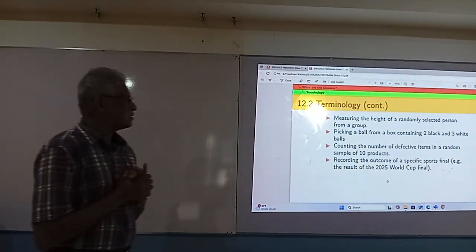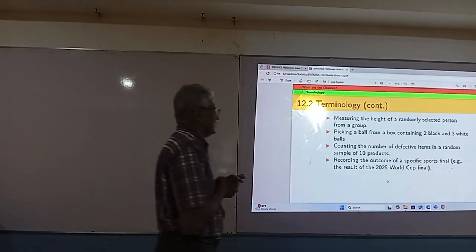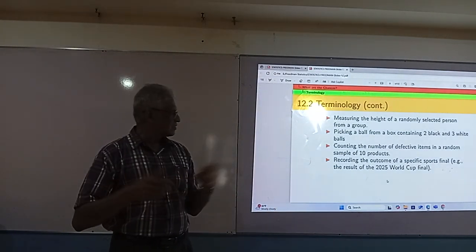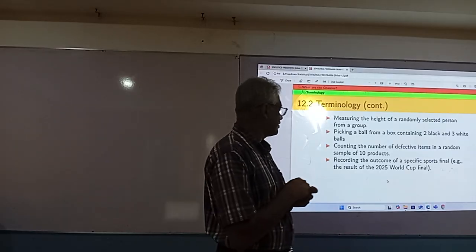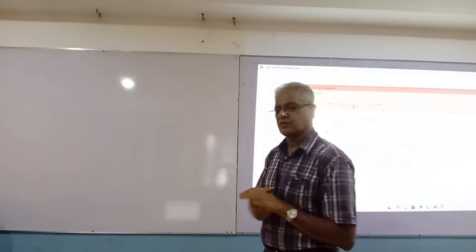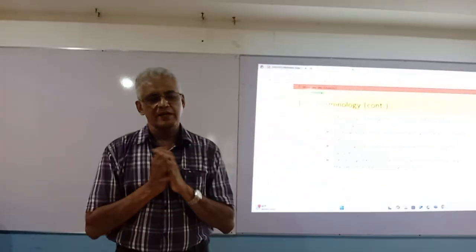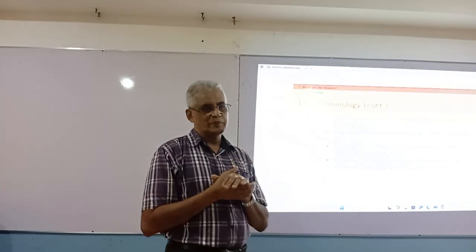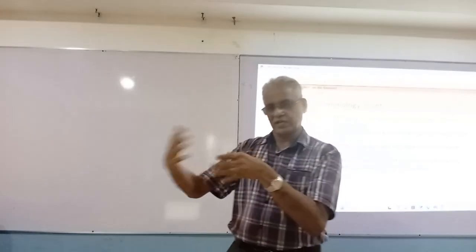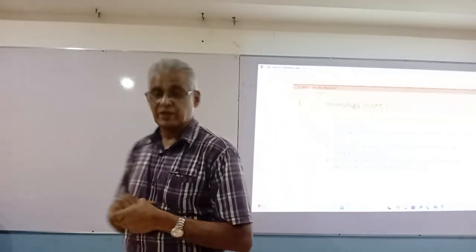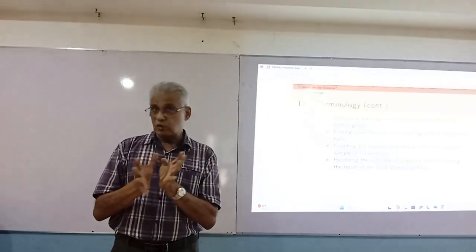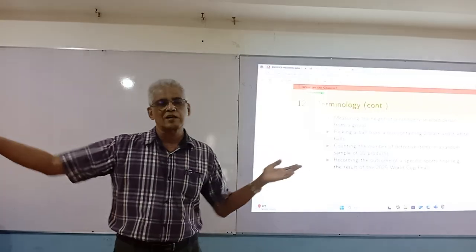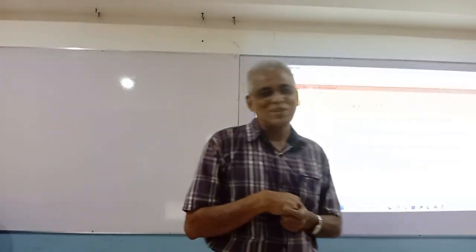Recording the outcome of a specific sports final. For example, the World Cup 2025 or 20-whatever. Is that a random experiment? Why not? You cannot repeat it. You are looking at a particular one, so that cannot be repeated. That's not a random experiment. But still, people can talk about the probability of that, for example, the probability that Sri Lanka will win a certain World Cup.